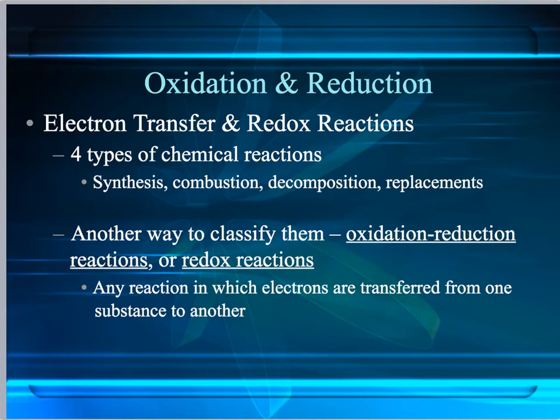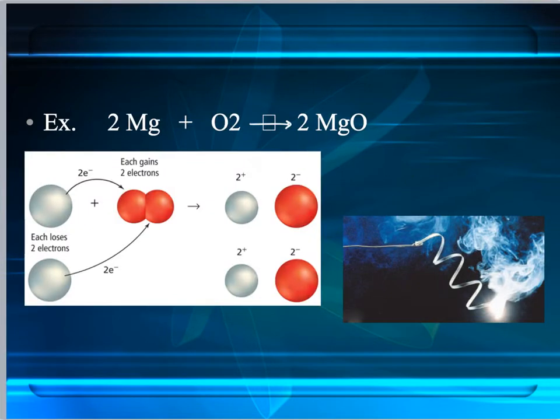So we have redox reactions, which are any reaction in which electrons are transferred from one substance to another. Okay, so we should already have that down. In our example here, we were burning magnesium. You guys have seen this before a couple times in class.